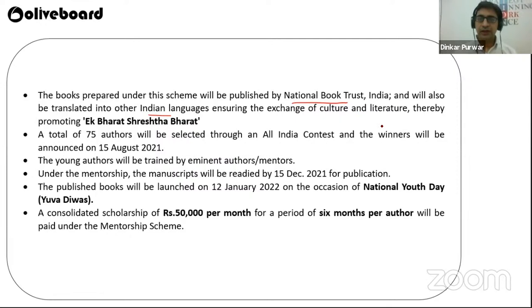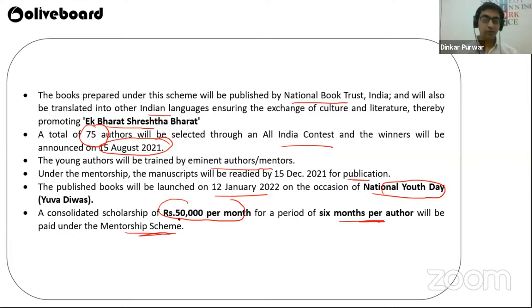A total of 75 authors will be selected through an All India contest, and the winners will be announced on 15th August 2021. The young authors will be trained by eminent authors and mentors. Under the mentorship, the manuscript will be ready by 15th December 2021 for publication. The published books will be launched on 12th January 2022 on the occasion of National Youth Day, that is Yuva Divas. A consolidated scholarship of rupees 50,000 per month for a period of 6 months per author will be paid under the mentorship scheme. So there is also a scholarship of 50,000 per month, paid for 6 months. Here Saurabh has already given the proper information. Okay?